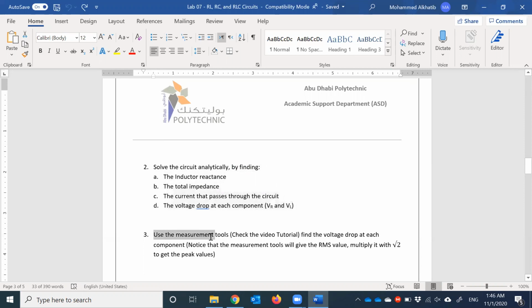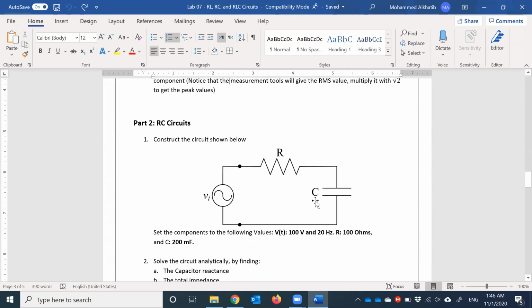Now use the measurement tools, and check this tutorial, to find the voltage drop at each component. The measurement tools will give the RMS value. Just multiply it with the square root of 2 to get the peak values, and you can see that the values between the simulation and theoretical should be identical. So this is the first part for RL circuits.